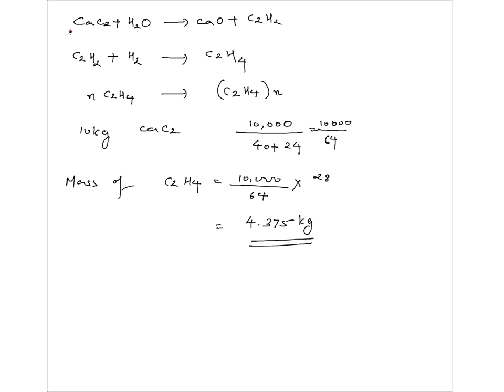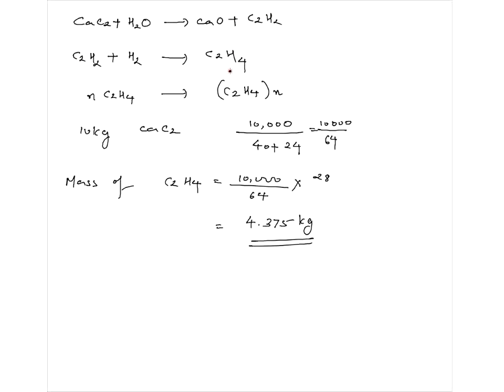So 10 kg calcium carbide, can you convert it to moles? Calcium is 40, carbon is 12. So 40 plus 24, 64. 10,000 divided by 64 moles. 1:1, same moles of acetylene or ethyne, and 1:1.